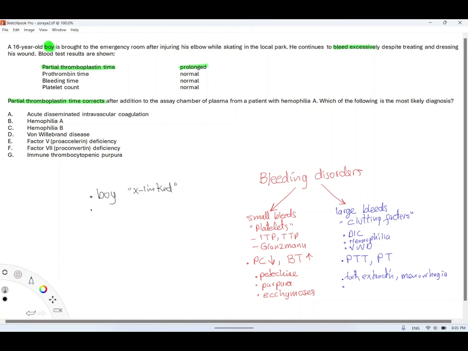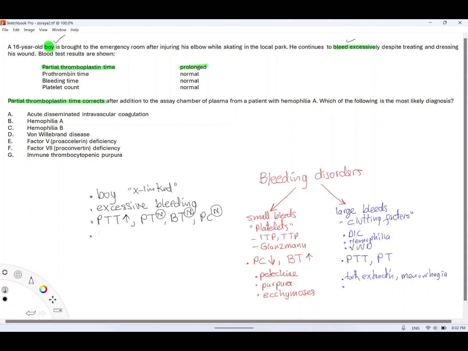So boys, X-linked. That's one piece of information. The next information is excessive bleeding. We're going to take this information from the question and interpret it to help us diagnose it, right? So excessive bleeding, and then PTT is prolonged. I'll say PTT is increased. That's another piece of information. But at the same time, remember that PT is normal, bleeding time is normal, and platelet count is normal. Those will help us to rule out some diseases.